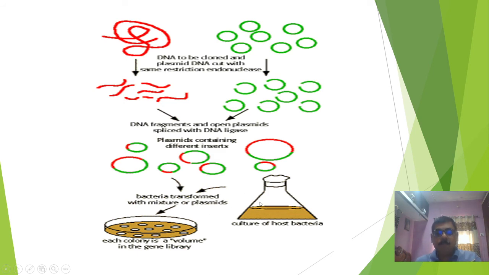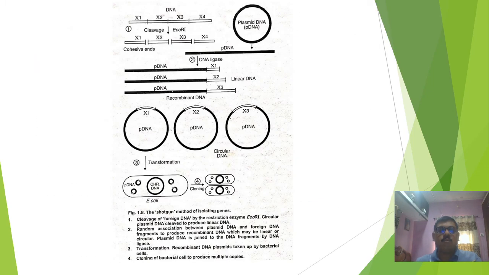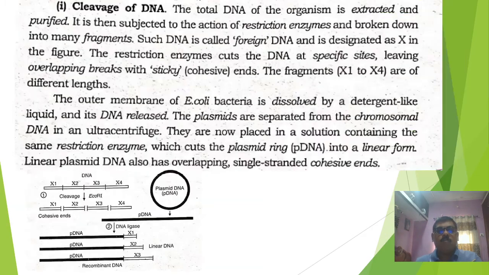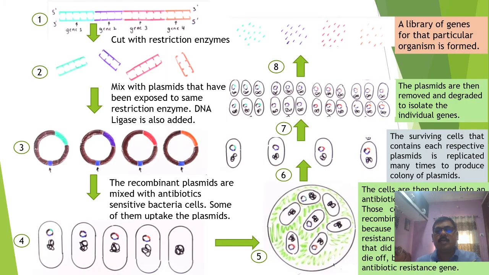These clones are used for preparing the genomic library by the shotgun technique. So this is the entire methodology of the shotgun technique. Remember well that in this shotgun technique we are cutting any DNA which we are isolating.